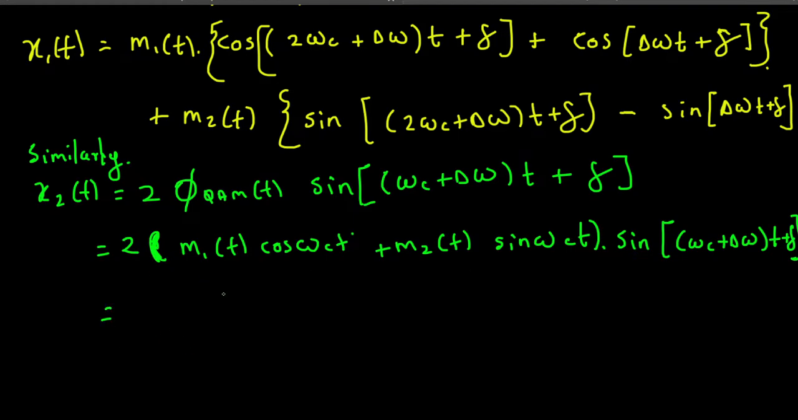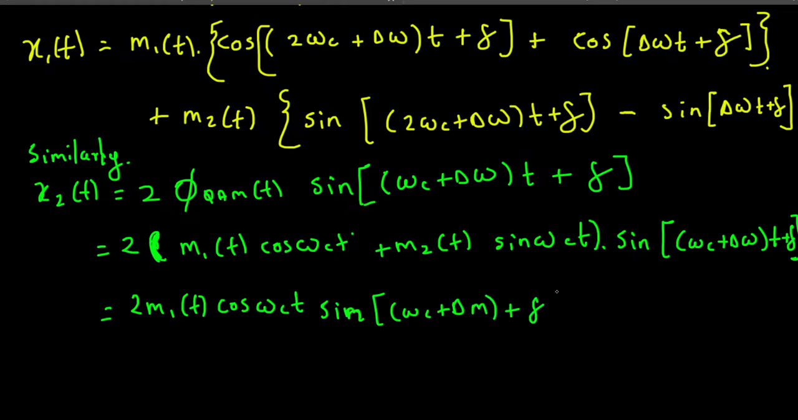So if I expand the first one, that is 2 m1 of t cos omega ct multiplied by this sine expression with the error, that is sine of omega c plus delta omega of t plus delta. That is the first part of it, and the second part is 2 times m2 of t sine omega ct multiplied by the sine error part, that is sine of omega c plus delta omega of t plus delta.